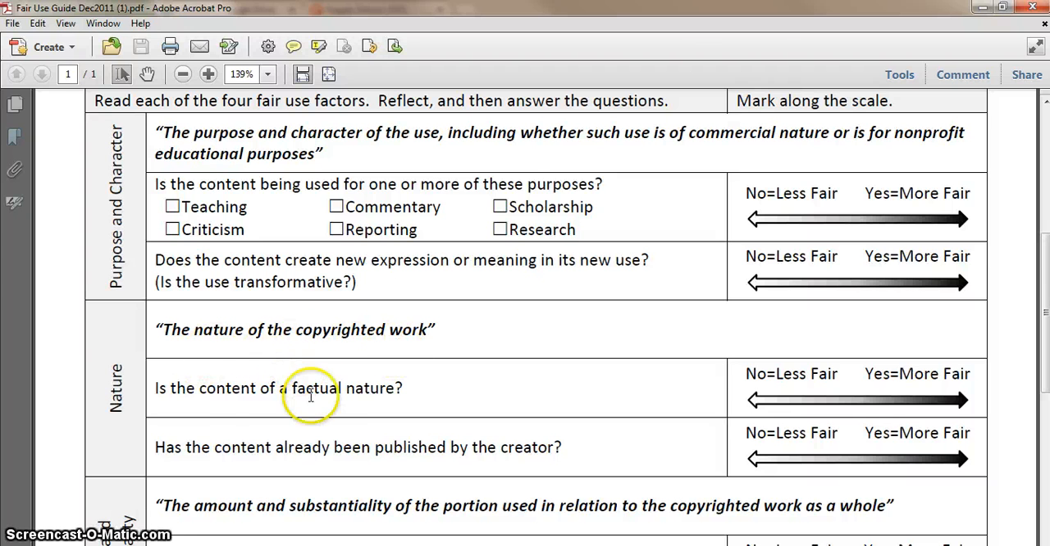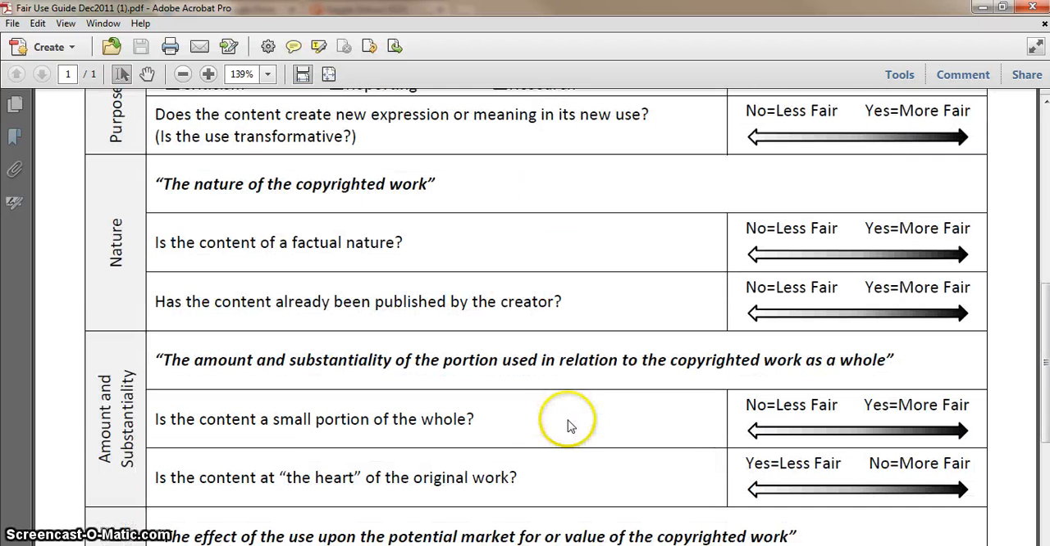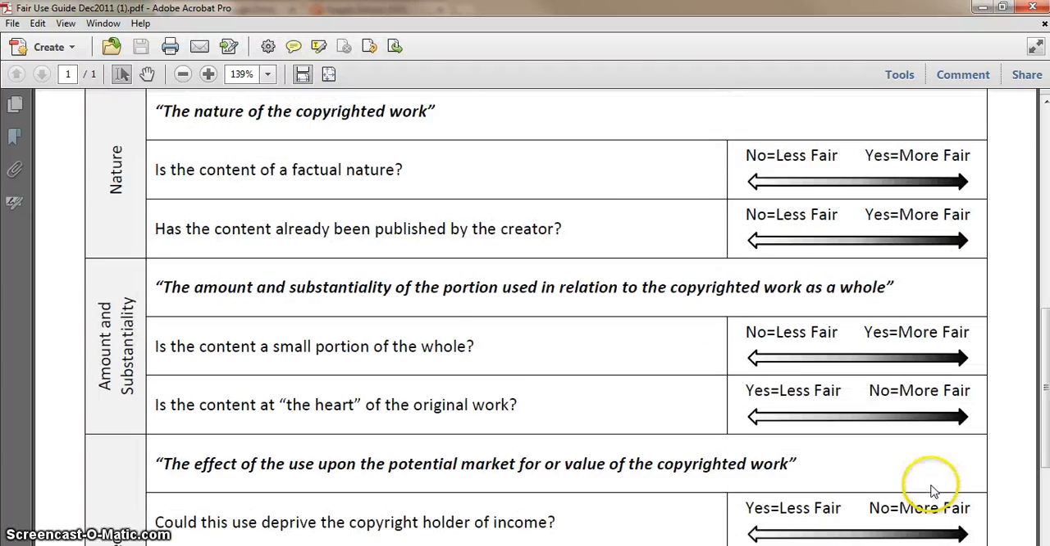Is the nature of the work copyrighted? Is the content of factual nature, and has the content already been published by the creator? If you can circle yes to either of those, then it's more fair to use. And then the amount and sustainability. Is the content only a small portion of the whole? If you circle yes, then it's more fair to use. And then it flip-flops. Notice that from here on out, yes is under less fair, no is under more fair. Is the content at the heart of the original work? If they're taking just, let's say, the chorus of the song that's pretty popular, then you would say that that's less fair to use. If they're not using the heart of a piece of original work, then they can circle no and it's more fair.